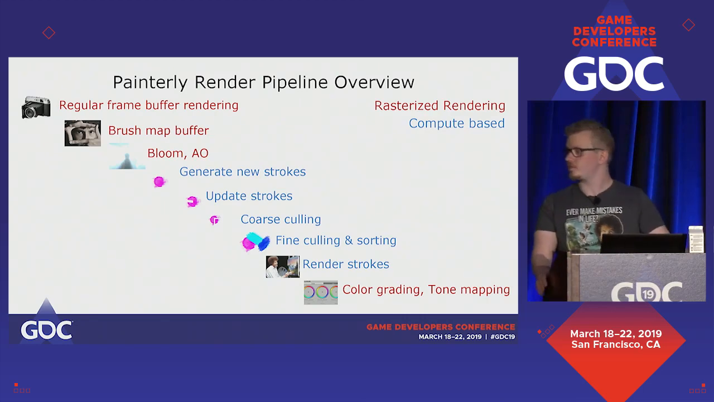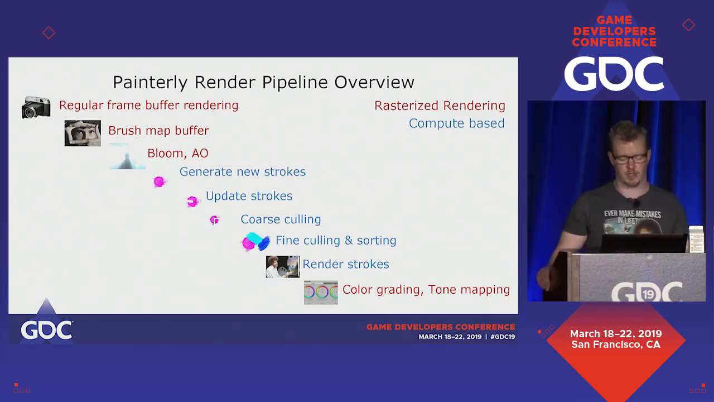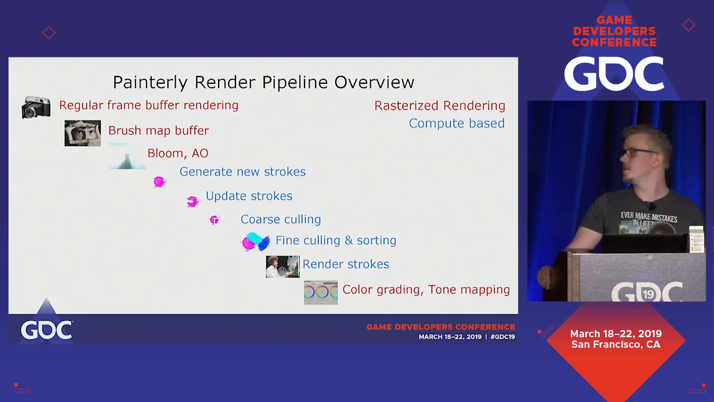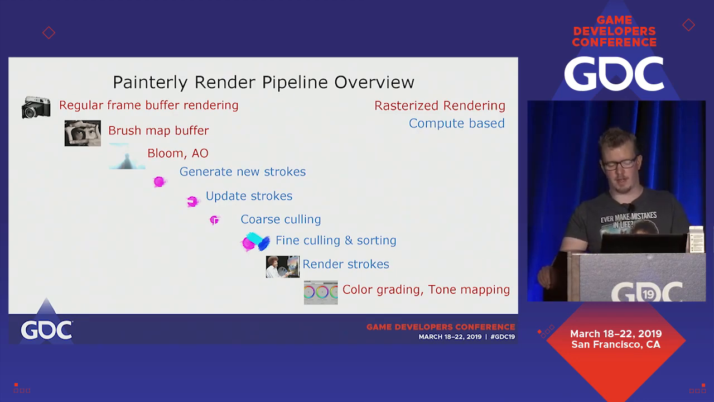Right, so this is how a frame is constructed. We first have the regular frame buffer rendering, and together with that we also render a specific brush buffer that contains extra information for the effect to place the brush strokes. After that, we do bloom and ambient occlusion. And after that, we start the actual rendering.